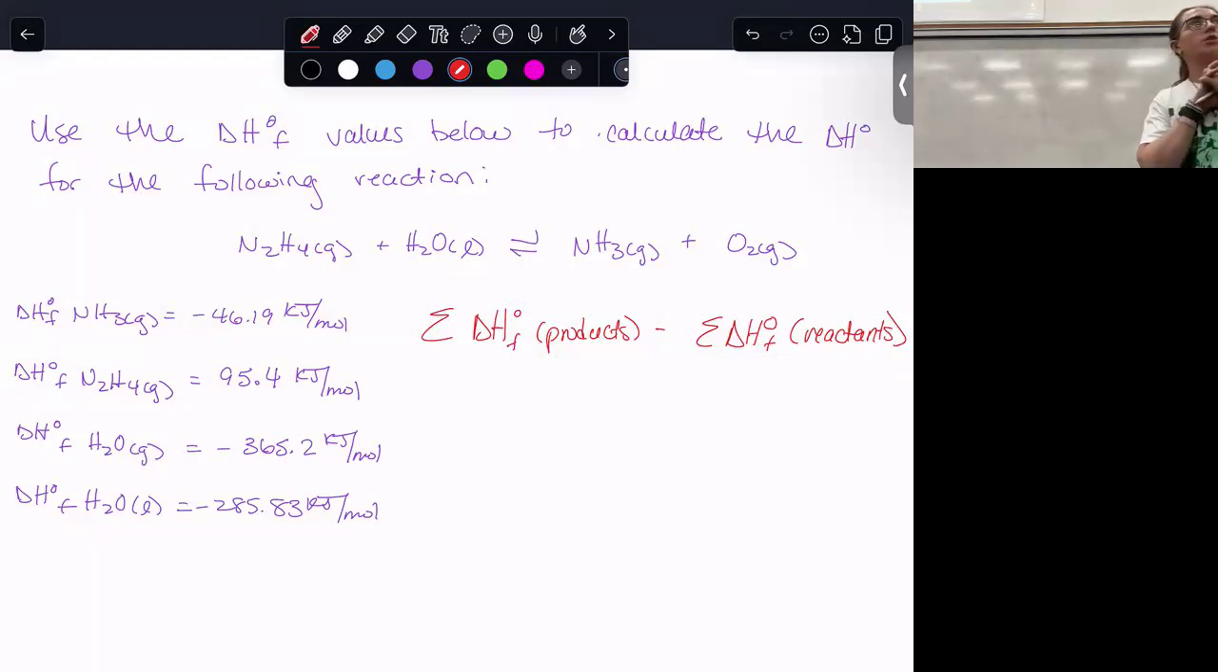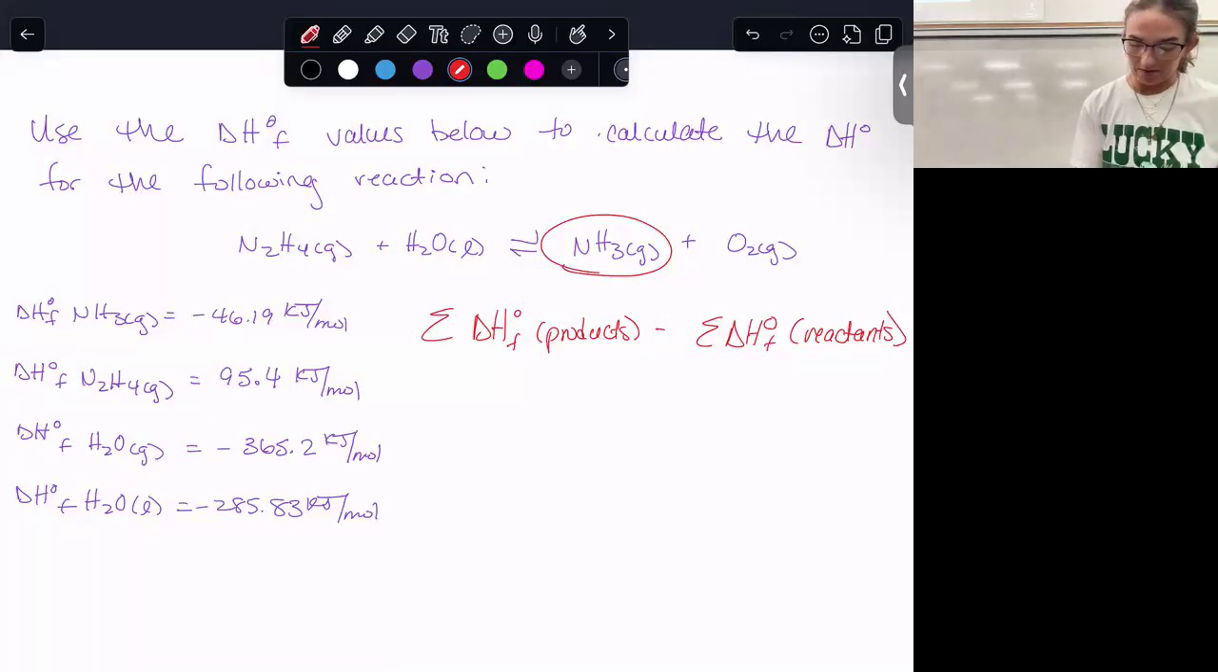Okay, so what are we plugging in for our product side of this? Yep, so we have our NH3, which is ammonia, and NH3 is 46.19. Do we need to multiply that by anything? Right, always make sure that your reaction is balanced before you start doing these, because the molar ratio of your reactants to products is going to matter here.